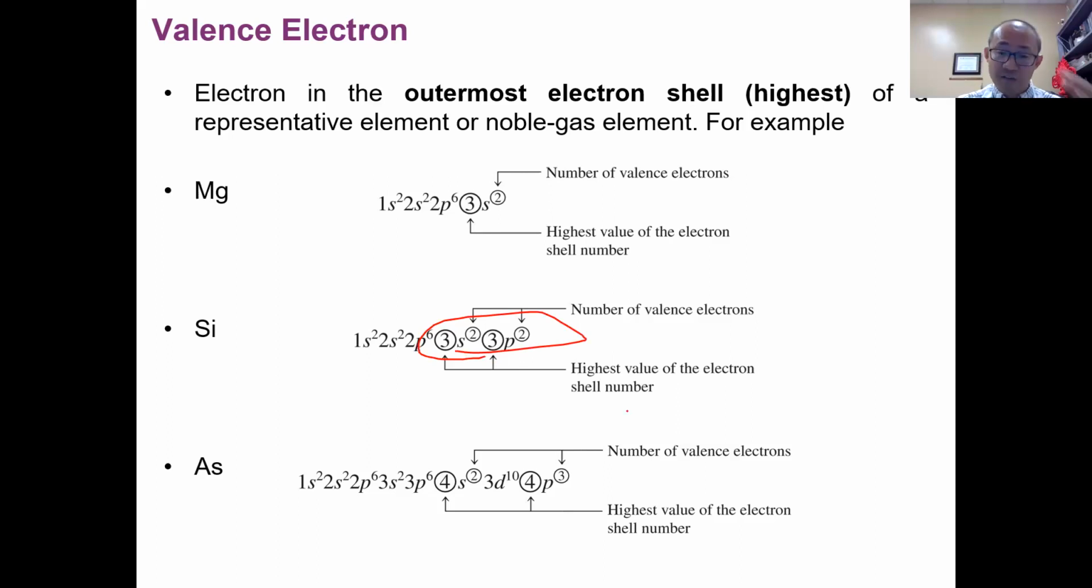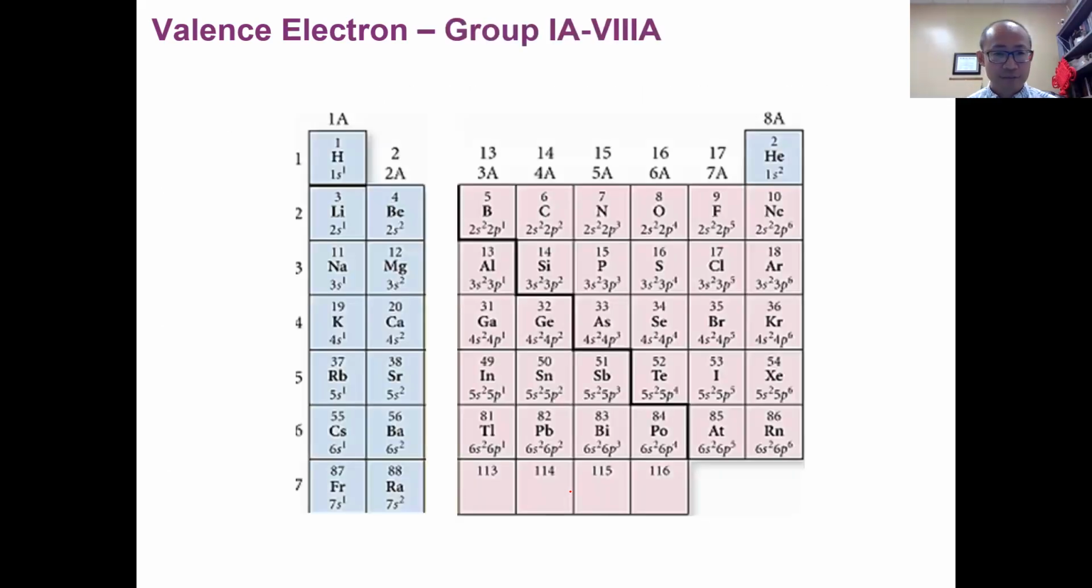Arsenic is a fourth period element, so the highest energy level is 4. Those 5 electrons, including 4s2 and 4p3, in the fourth energy level, the highest one, are the valence electrons for arsenic. So you can see that electrons in the highest energy level are the ones involved in bonding, and we call them valence electrons.